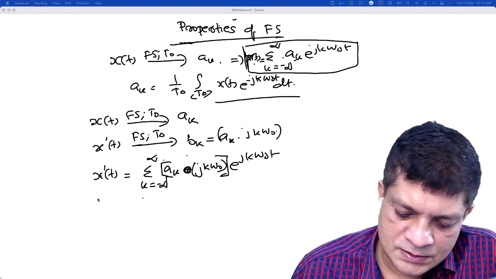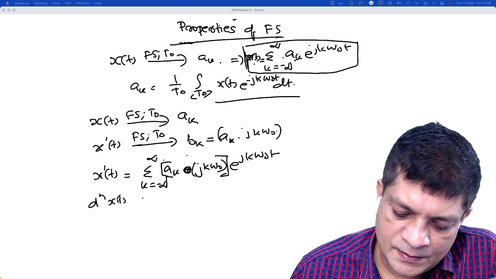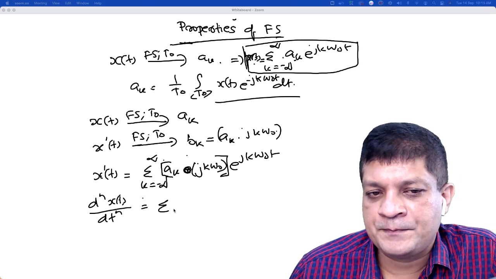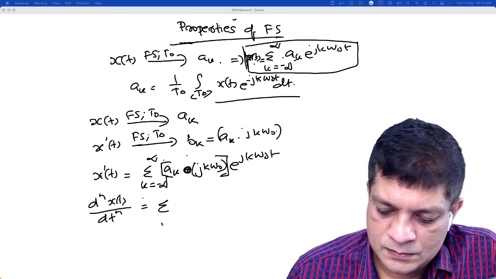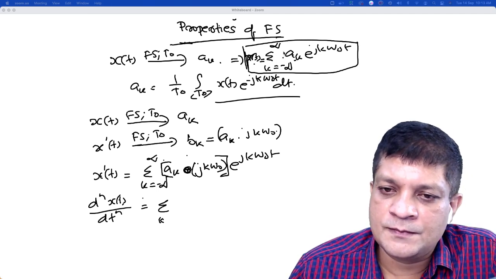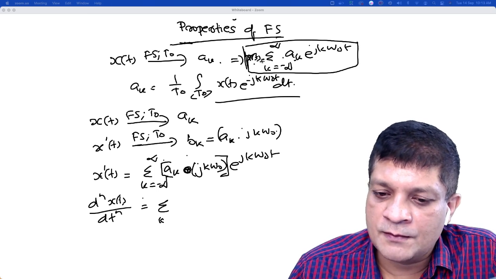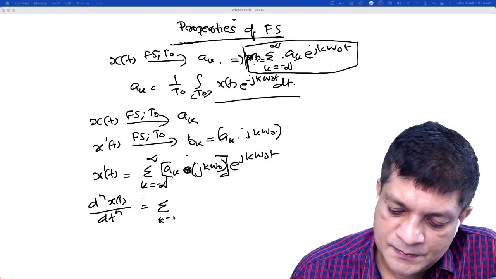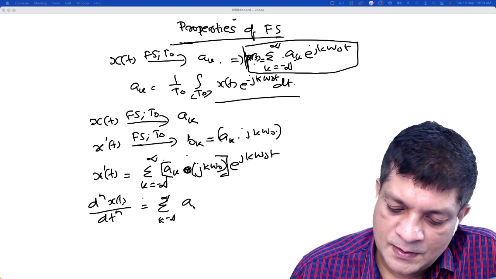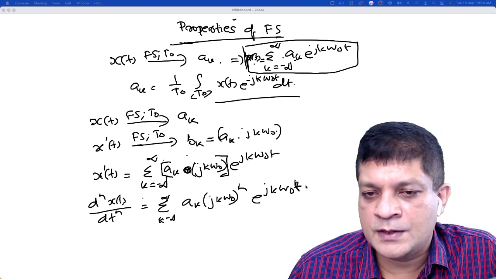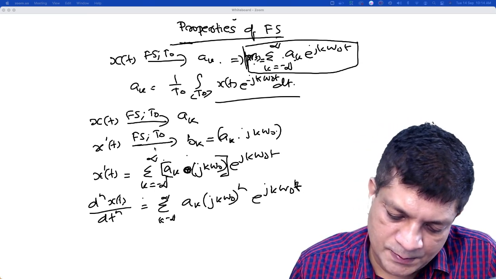Now can we generalize this? If we take the nth derivative, then what will happen? Differentiate both sides of this equation with respect to t, and find the nth derivative. What is on the right hand side? a_k (j k omega naught) to the power n, e to the power j k omega naught t. Okay, so we have proved the differentiation property.